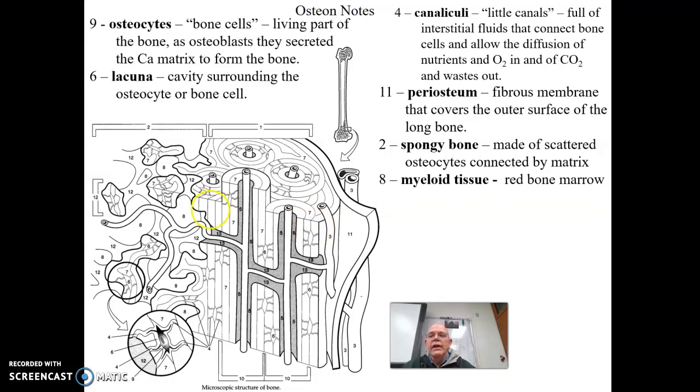All right. Now, in the spaces, you notice number 8 here is just the spaces in between those, and that is the myeloid tissue or red bone marrow, which is a fancy name for red bone marrow. Remember, this is where we said it makes your blood cells and all that good stuff. So this is what they're doing there.